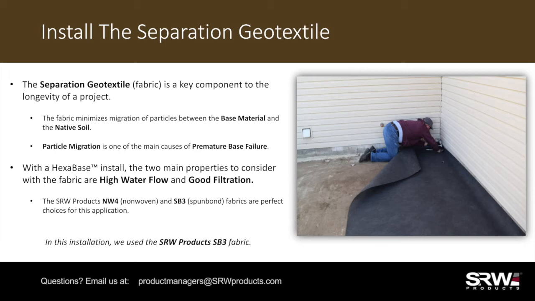A number of different fabrics may be used for this step, but with the HexaBase install, the 2 main properties to consider when choosing your fabric are going to be high water flow and good filtration properties, or how large the openings are. We have found that the SRW products NW4, a non-woven, and the SB3 fabric, a lightweight spun bond, are perfect choices for this application. In the install photo shown on the right, we used SRW SB3 fabric for its ease of use and great water flow properties.